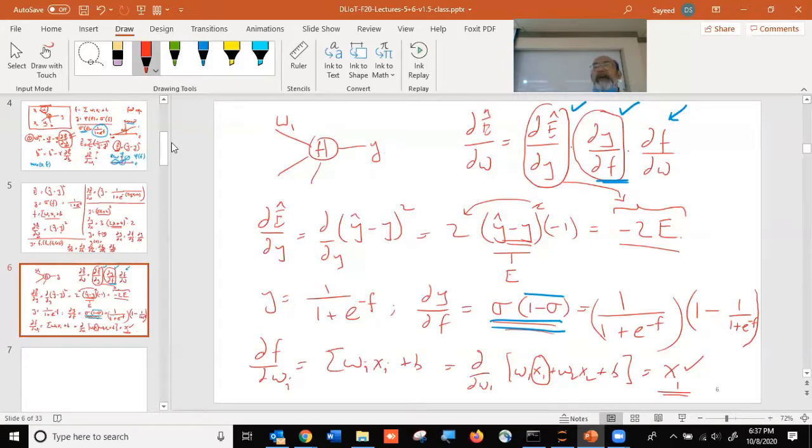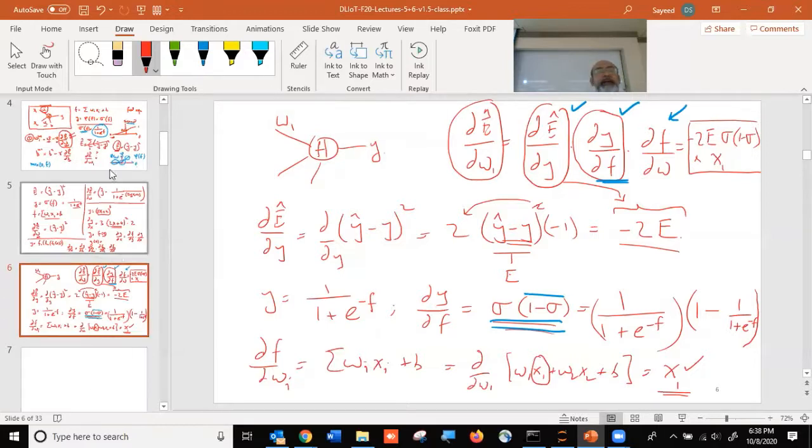So if I write this over here, what is the answer? We've got minus 2e, not e hat, e, the absolute error, multiplied by sigma times 1 minus sigma, multiplied by x1. So we've been able to calculate the derivative of the loss function with respect to a particular value, which in this case is with respect to w1.